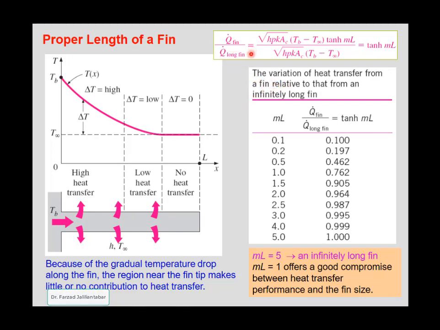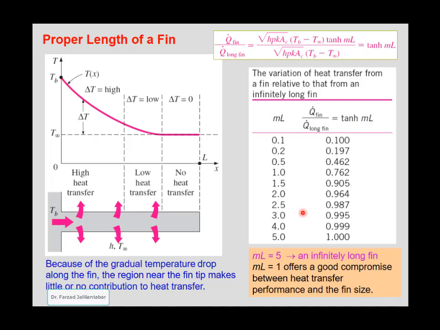Usually, we can use this relationship to find the appropriate length of the fin. As you can see in this table, for the heat transfer from the fin, we can use this relationship, the variation of heat transfer from a fin relative to that from an infinitely long fin, which is equal to tanh(mL). We have determined m already, so it is also dependent on L, the length of the fin. And you can see here the relationship between mL and tanh(mL).